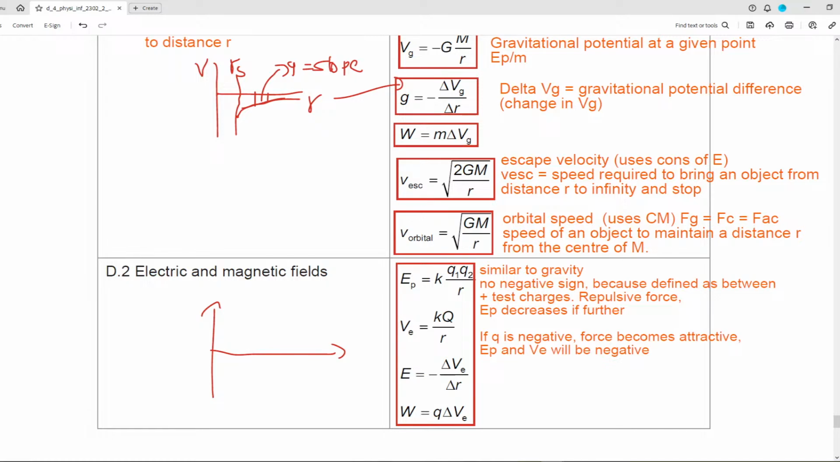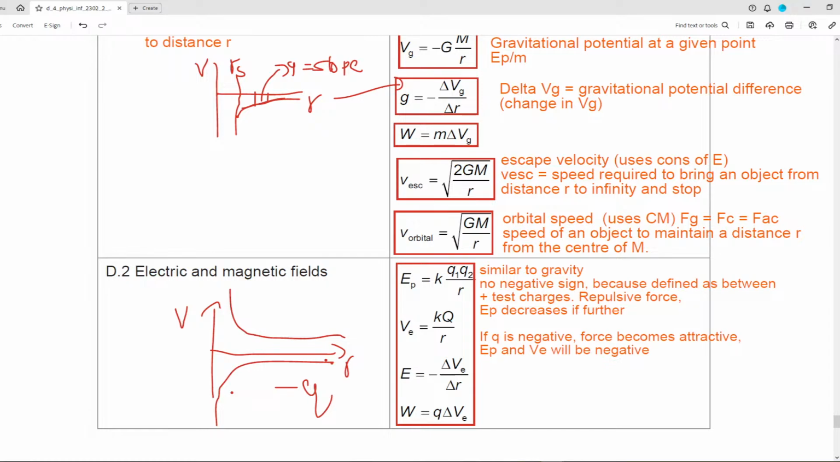Oh, frozen. Can't handle the artistic talent of me. Just give me a second for this to respond. All right. So negative charge will actually look like that. Okay, this is V and this is R. Positive charge will look like that.